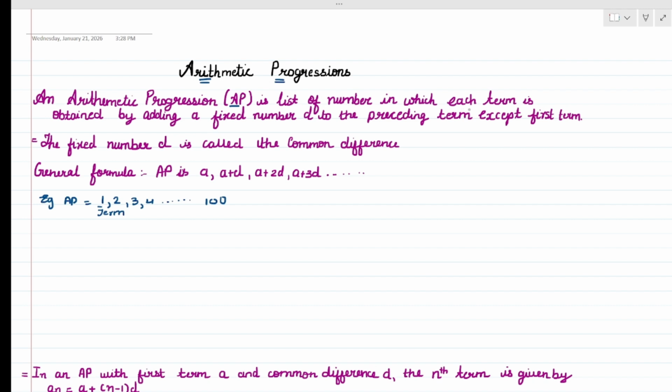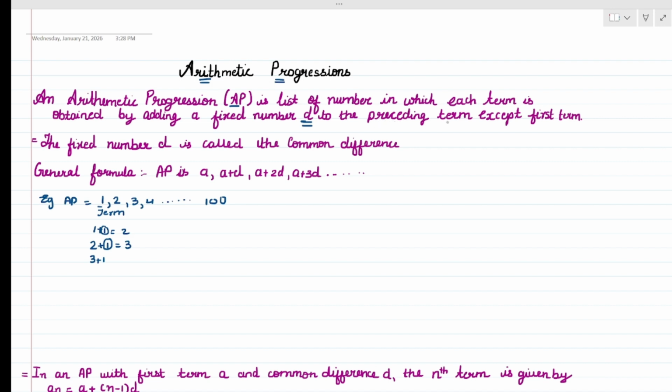So the list of numbers in which each term is obtained by adding a fixed number. If we add 1 to 1, we get 2. In our second term 2, if we add 1 again, we get the third number 3. So we are adding a certain fixed number to the preceding term. This fixed number is called D. In our case D is equal to 1, because in every succeeding term we are adding 1. So this plus 1 becomes our fixed number.